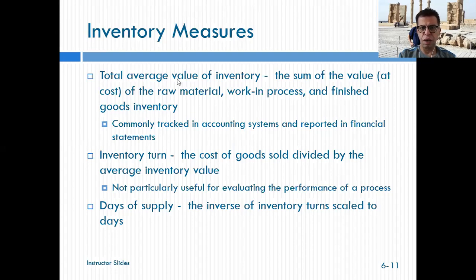Basically it is the total average value of inventories. This is used in accounting: the sum of the value of the raw material, work in process, and finished goods inventories. So everything before it goes to the customers is calculated in the financial statement as the cost of the inventory, whether the product is getting produced, in the warehouse, or final goods still in the warehouse. They're all cost of inventory. And inventory turnover is the cost of goods sold divided by average inventory value.